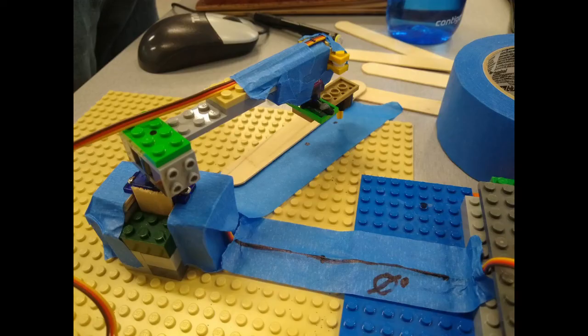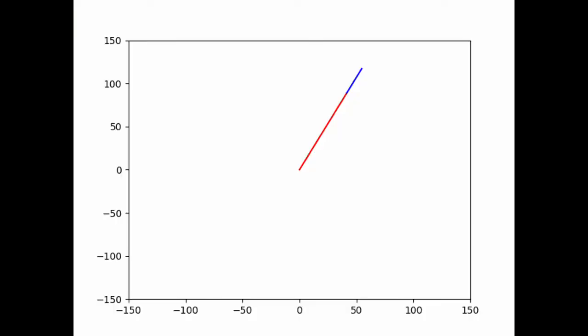Here's test 4 setup. Test 4 was measured with theta 1 and theta 2 at 65 degrees. Joint 1 was measured with x at 48.52 millimeters and y at 86.40 millimeters. Joint 2 was measured with x at 63.78 millimeters and y at 113 millimeters. Here's test 4 graph. Looks pretty legit.